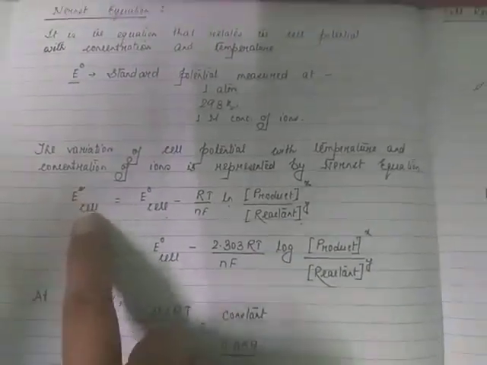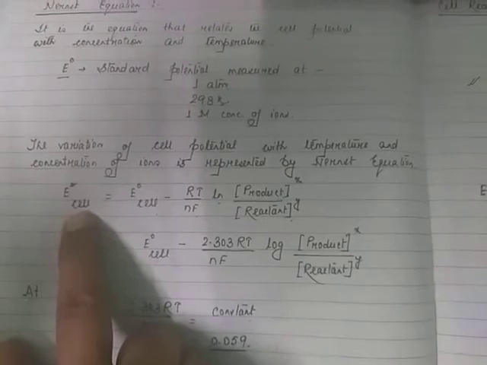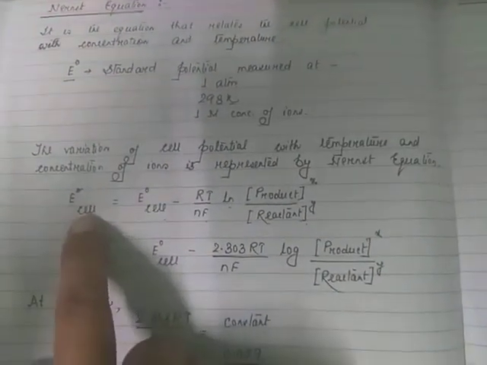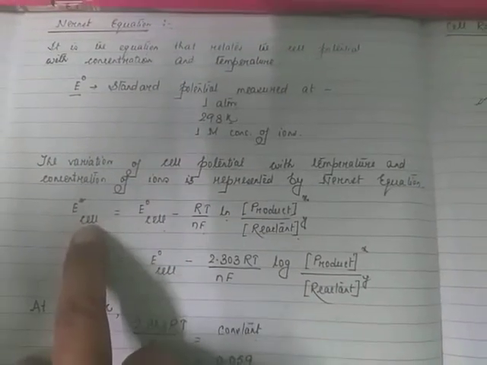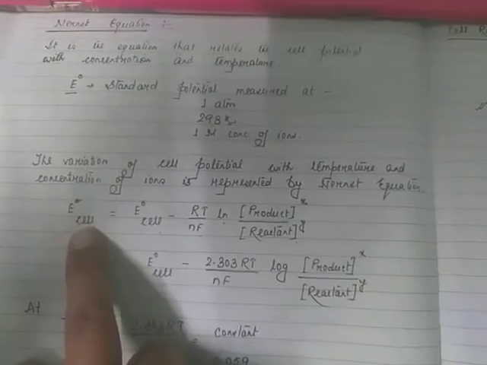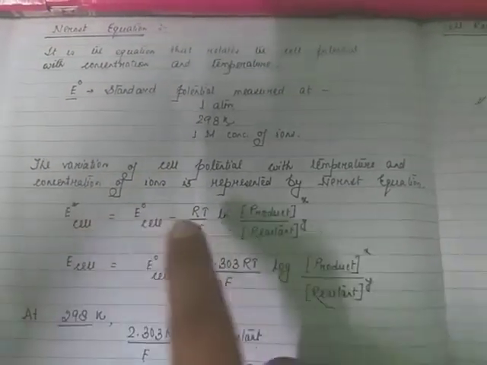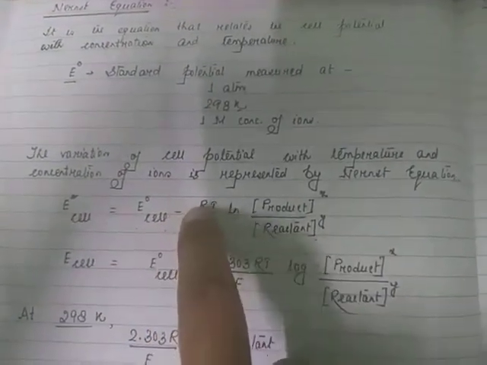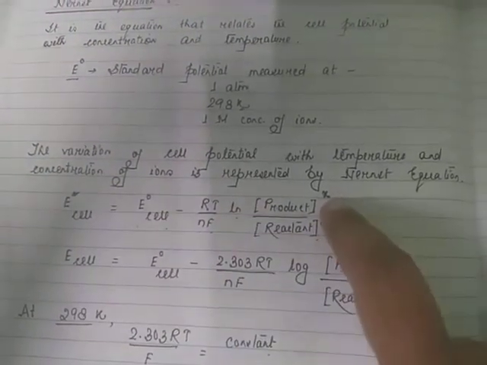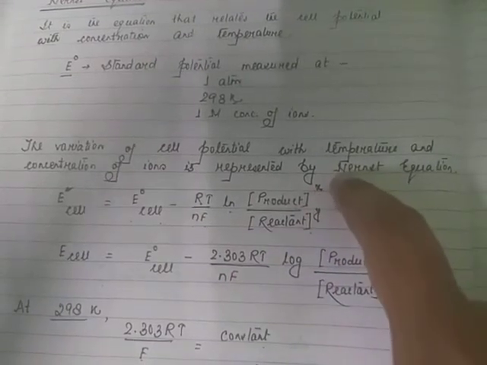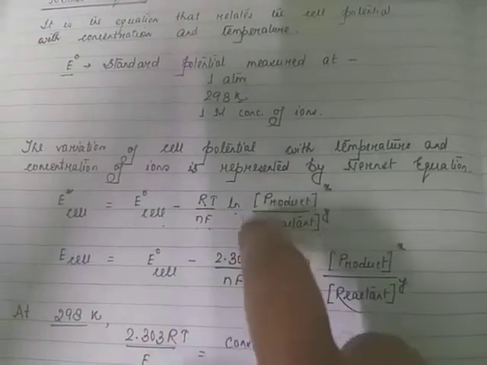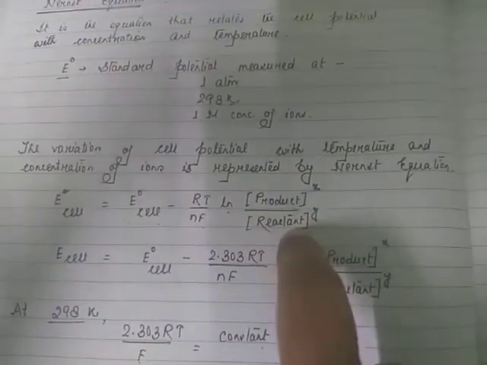E cell, that is the cell potential measured at different concentration or at different temperature, either the concentration or temperature is variable or both are variable, is equal to E naught cell minus RT by NF log concentration of product to the power x, concentration of reactant to the power y. In fact, that is the equilibrium constant.